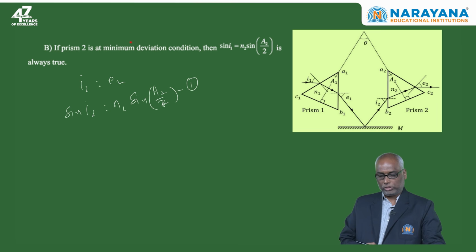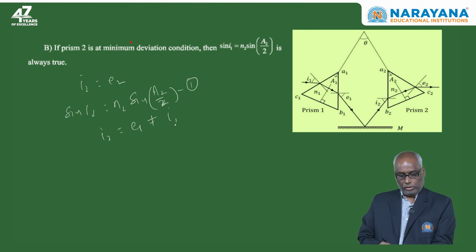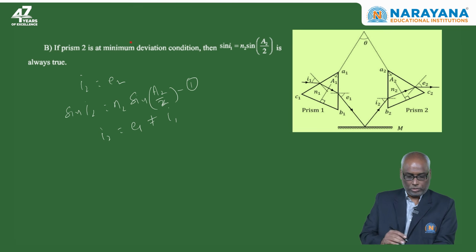Now, once we got this, by reflection at the plane mirror, we can say I2 and E1 will be equal, but E1 will not be equal to I1. So, we can say I2 should be equal to E1, but E1 is not equal to I1. So, when E1 is not equal to I1, then definitely this option B will be wrong. Next, option C.